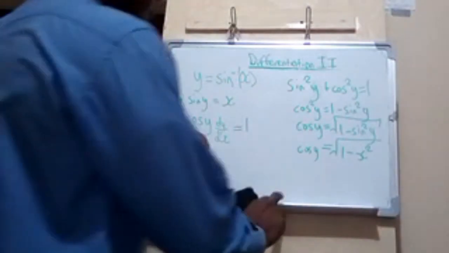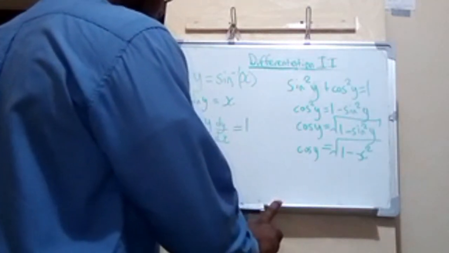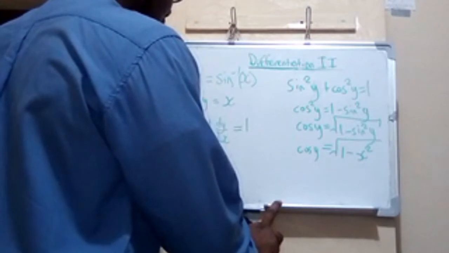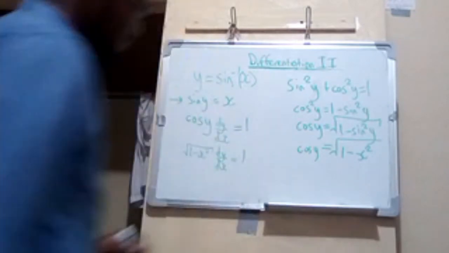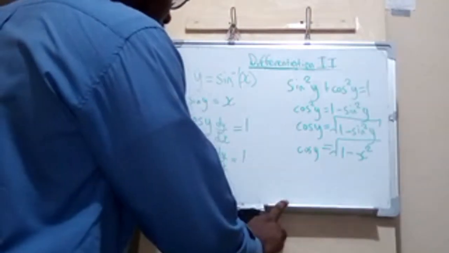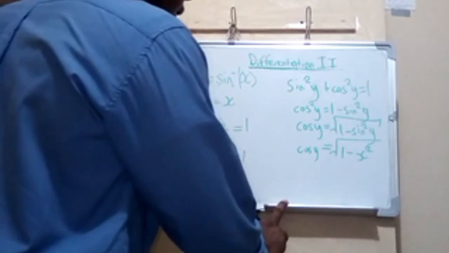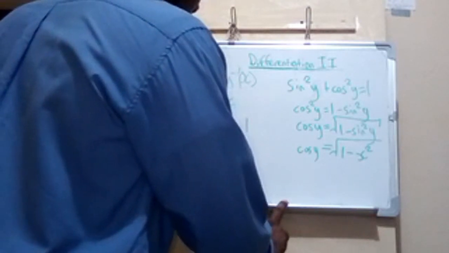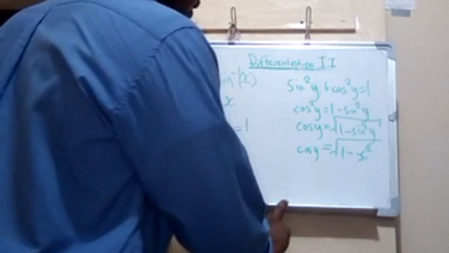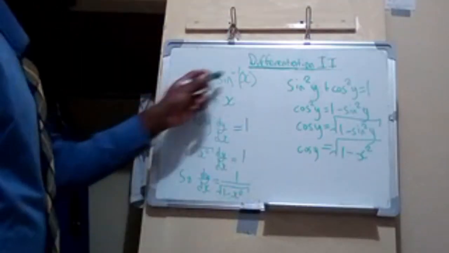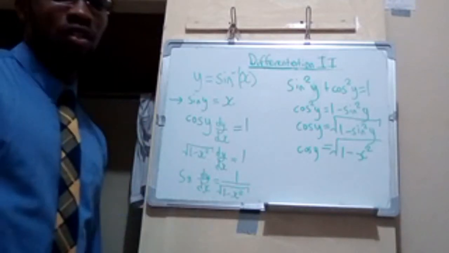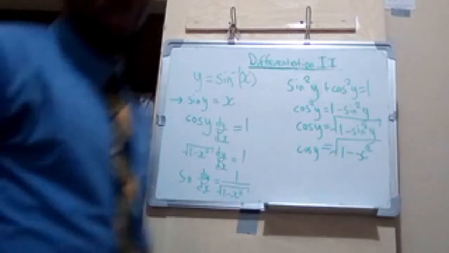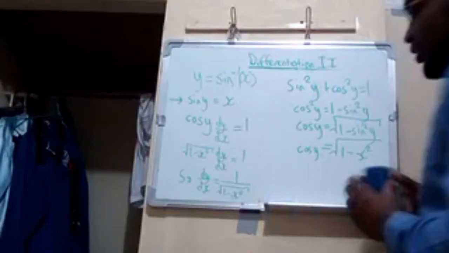And so right here, we end up with dy by dx times cos y, which is the square root of 1 minus x squared, equal to 1. And so dy by dx is equal to 1 over the square root of 1 minus x squared. So if y is equal to sine inverse of x, then dy by dx is 1 over the square root of 1 minus x squared. So this is the final answer.